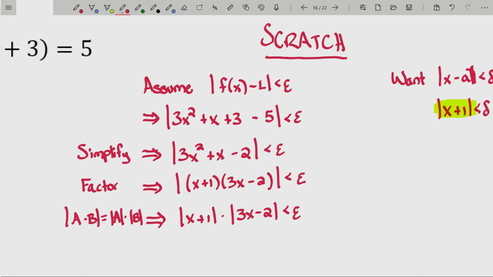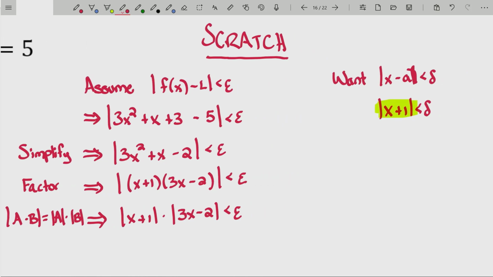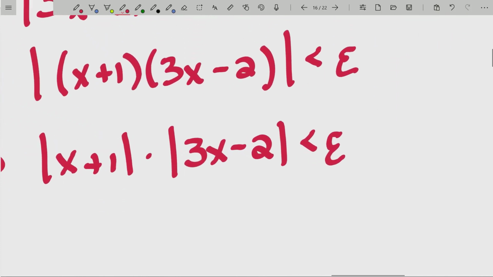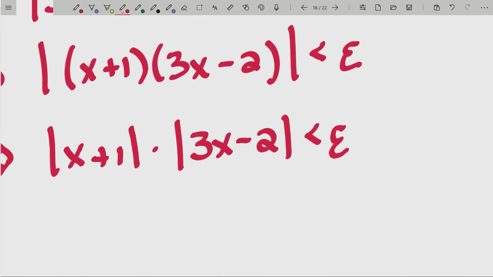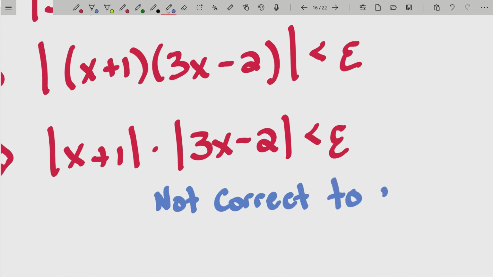All right. And so now notice that what I said, I highlighted and I repeated a few times. I want the absolute value of x plus 1 to be less than something. The biggest mistake people will make here is that they'll divide both sides by 3x minus 2 so that they can get x plus 1 in absolute value less than something. You cannot do the following. You cannot say, so not correct to do the following.